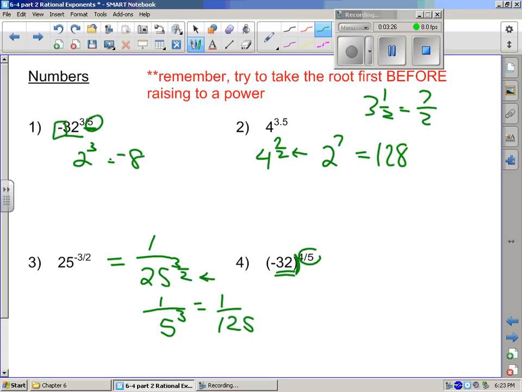So we take the fifth root of negative 32, and that's negative 2, and then raise that to the fourth power. I want to put parentheses around that because all of it is taken to the fourth power. So negative 2 times negative 2 times negative 2 times negative 2, still positive, is 16. So be careful with the negative signs. Those are going to be little buggers.